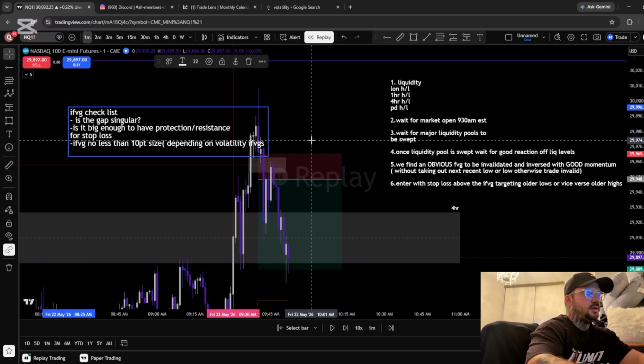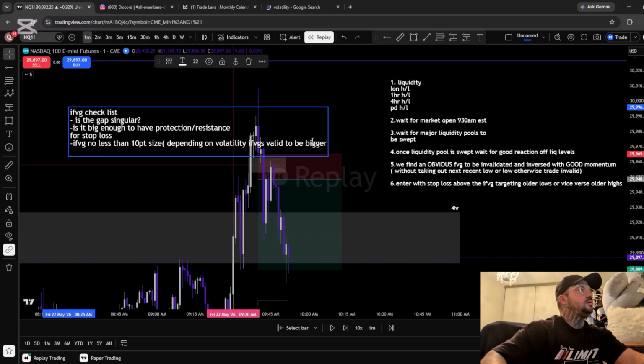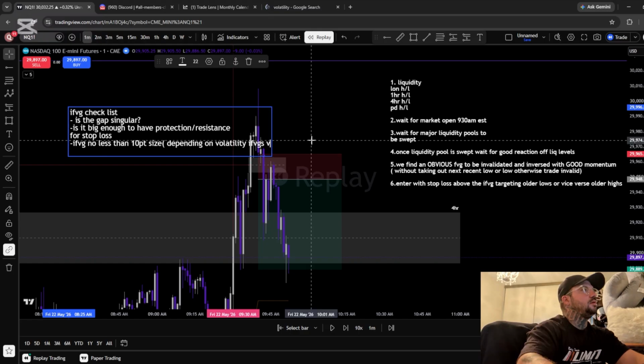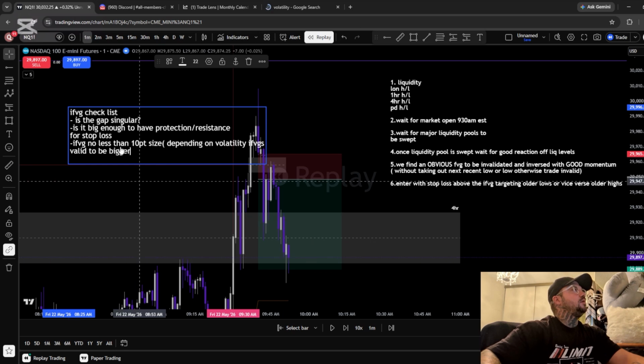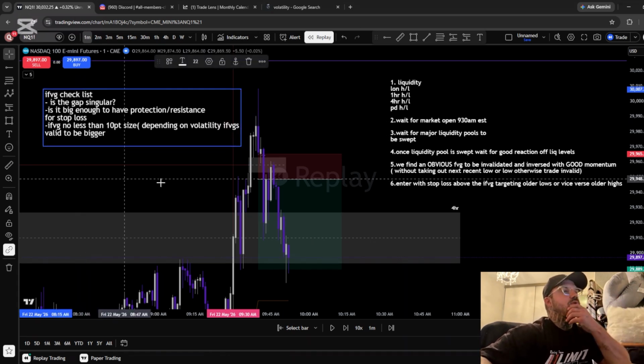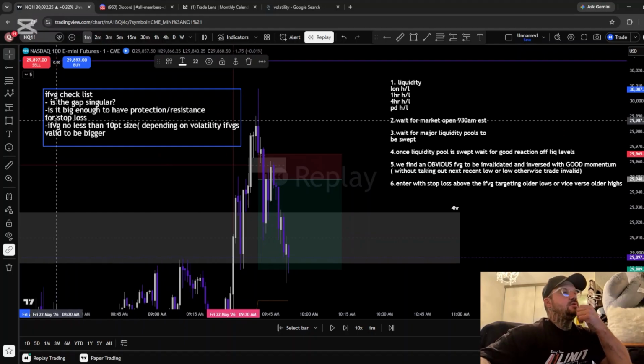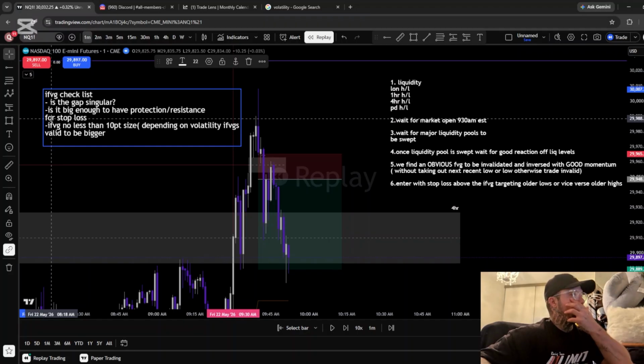IFVGs valid to be bigger. So now, since the market has been volatile with Trump and the war and whatnot, it's usually better to have gaps that are like 20 points to 30 points, and assuming that you size accordingly, because the bigger the gap, the more you're going to be risking. So like I said, that's another thing for another video.